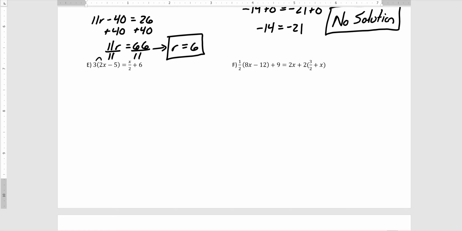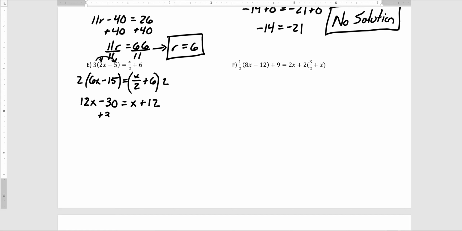So looking at letter E, hopefully first thing we distributed, 3 times 2x is 6x, 3 times negative 5 is negative 15. And that equals x over 2 plus 6. All right, we have this fraction here. You can multiply both sides by 2. When I do that, I'd get 12x minus 30 equals x plus 12. Add 30 here, add 30 here. 12x equals x plus 42.